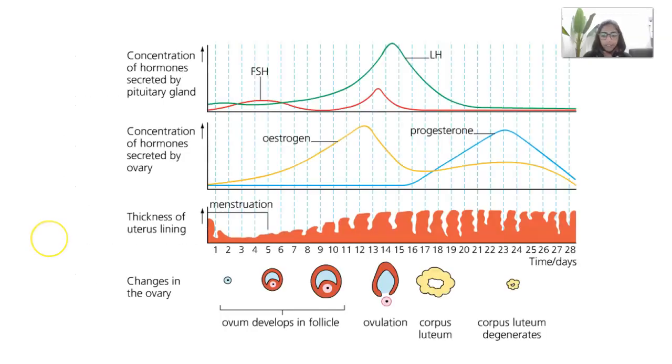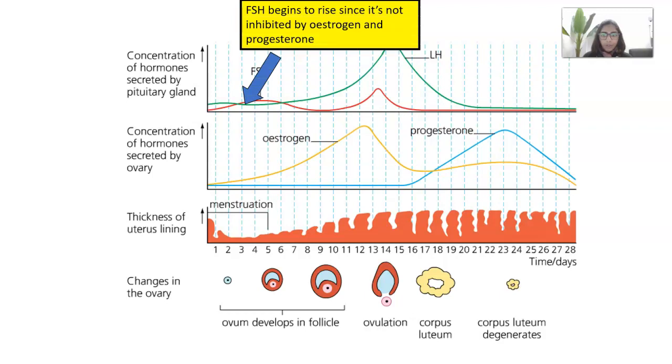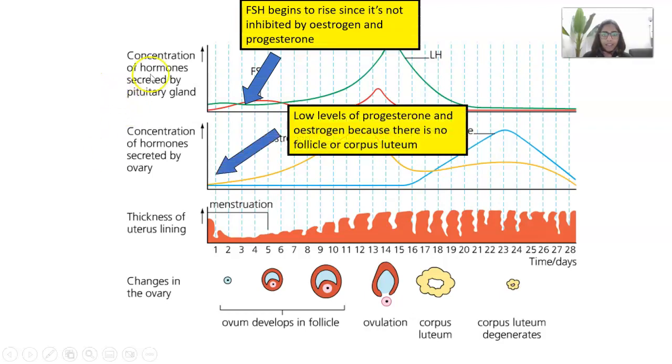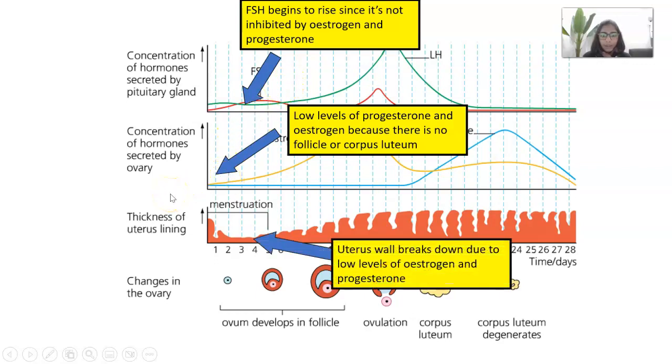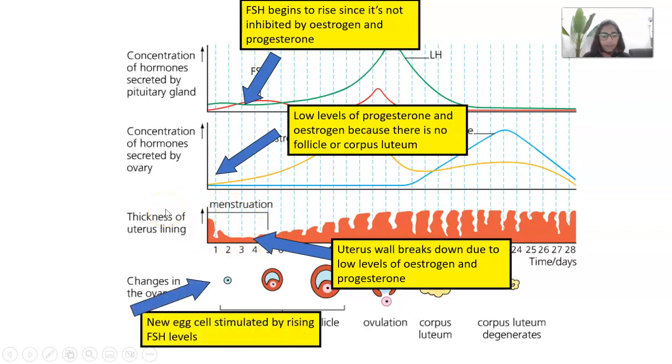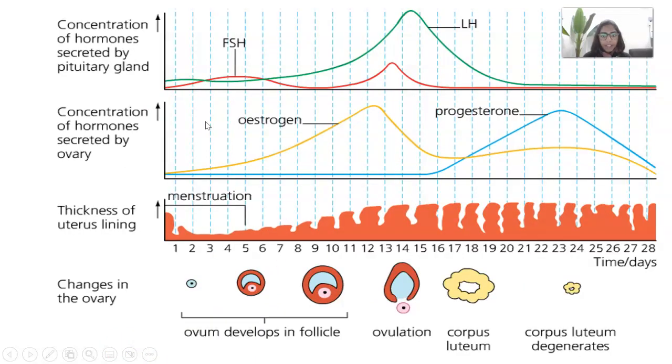Okay, so here's a summary of what we just talked about. You can see that FSH begins to rise because it's not being inhibited by high levels of estrogen and progesterone. We can see that the uterine lining, or the endometrium, starts to shed, and we start to get menstruation, and as a result, a new egg starts to be stimulated by the rise in FSH levels, as you can see at the top. Okay, here's the complete cycle without any annotations.